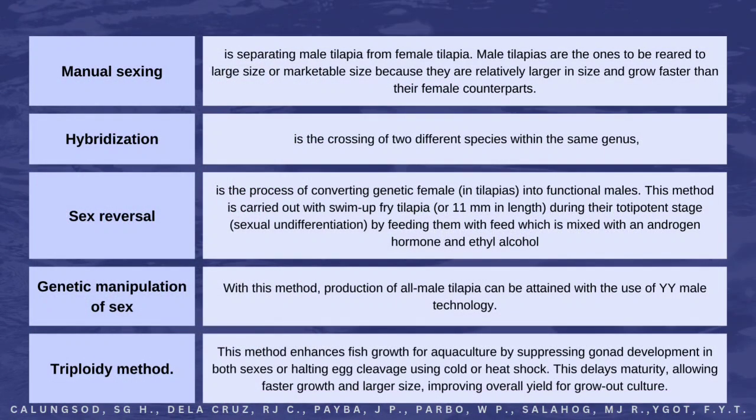Here are examples of different monosex culture methods used in aquaculture. First is manual sexing, separating male tilapias from female tilapias.